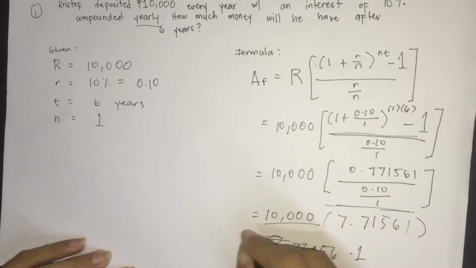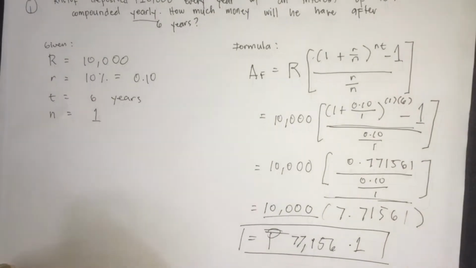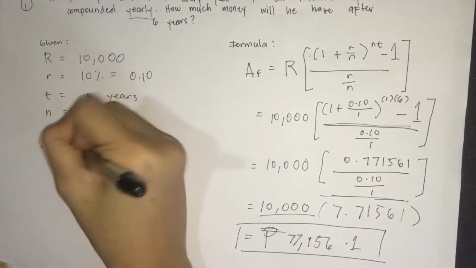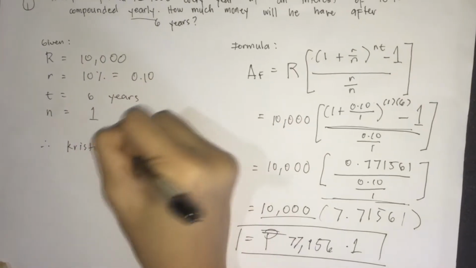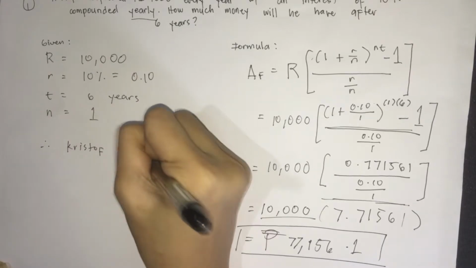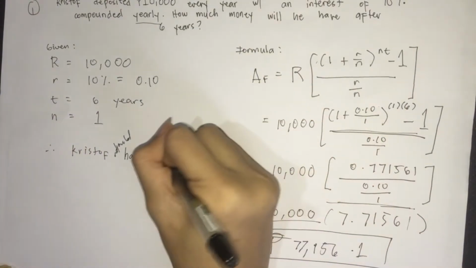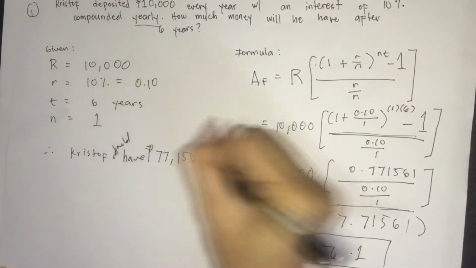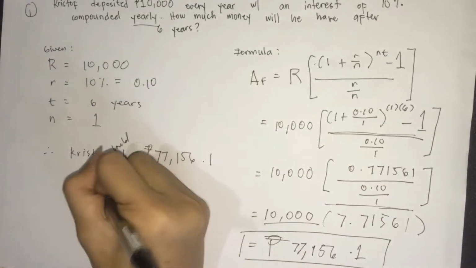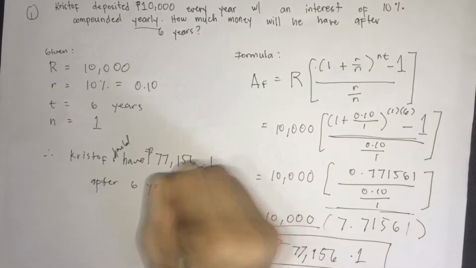77,156.1. So that would be our answer. So therefore, Christoph should have 77,156.1 after 6 years.